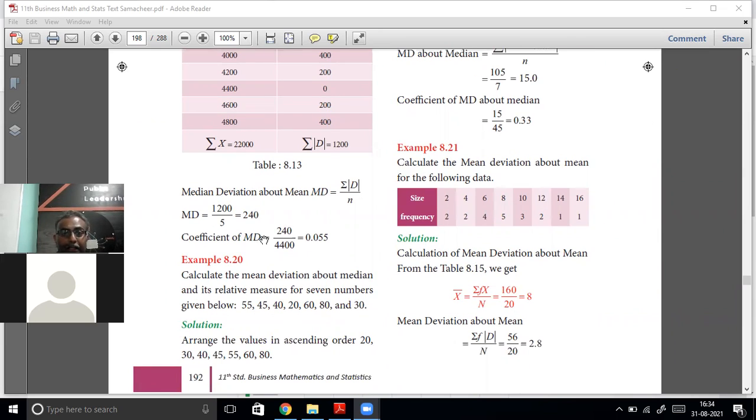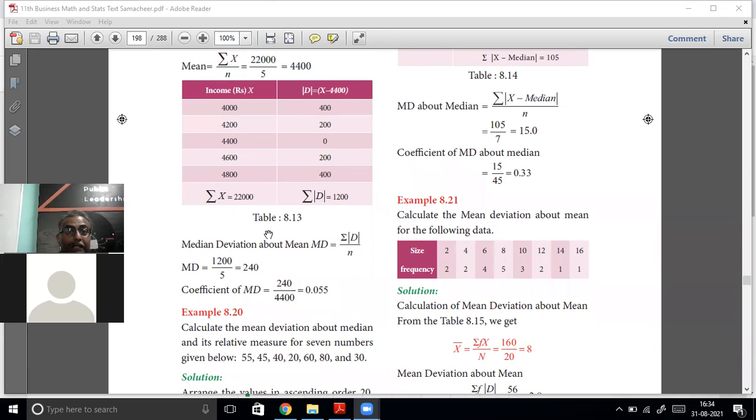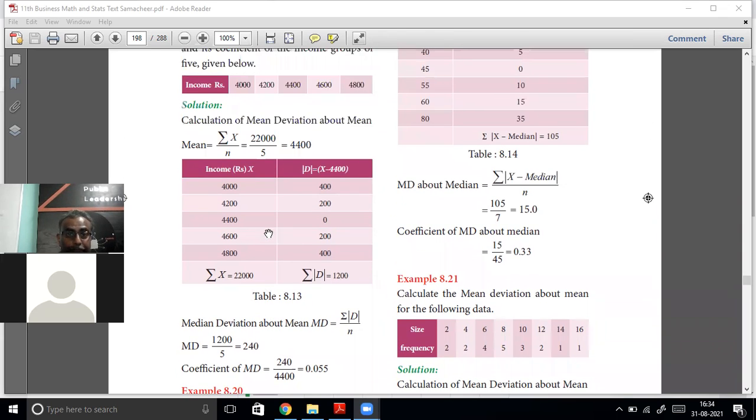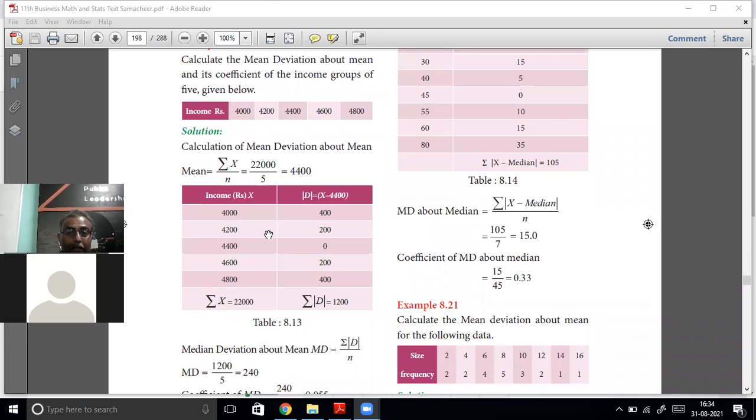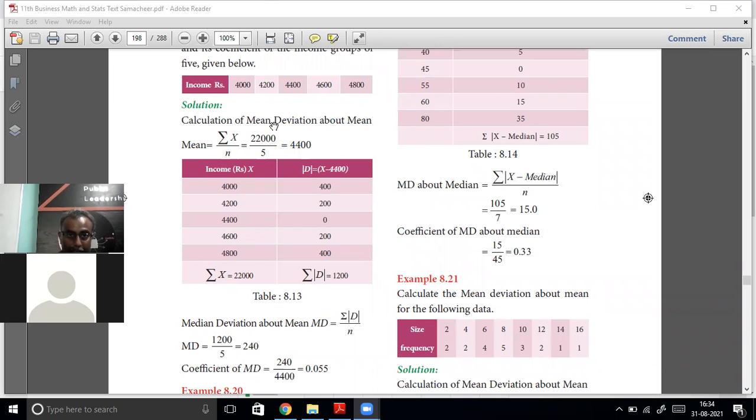Okay, last class, Saturday, we finished mean deviation. We found out what mean deviation about mean is and what mean deviation about median is. Then we did one problem on mean deviation about mean. Raw data was given. So put the raw data, then find the total of the raw data divided by n. 1, 2, 3, 4, 5. N is 5. You get the mean.